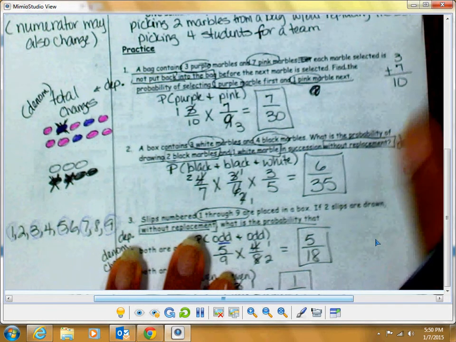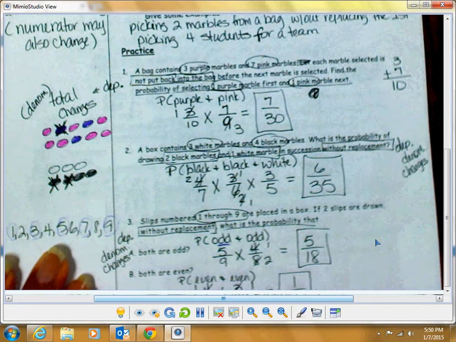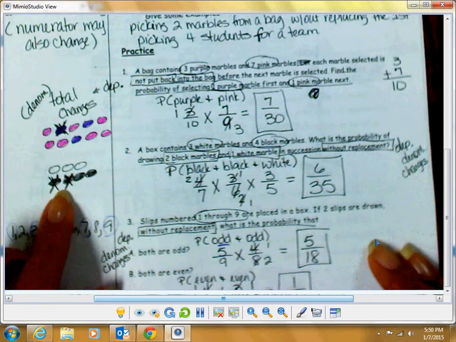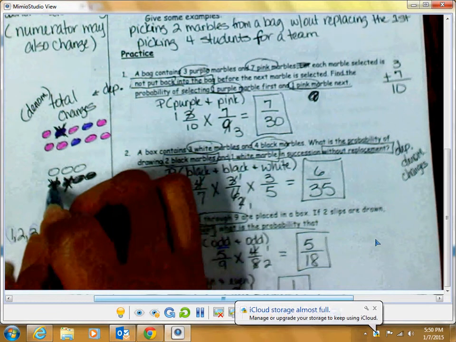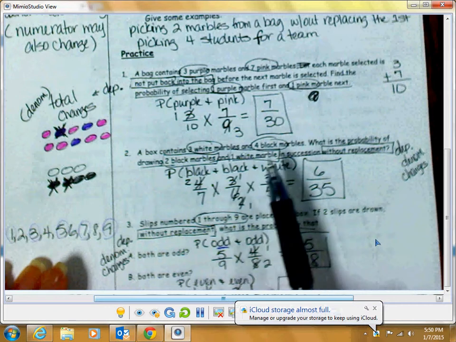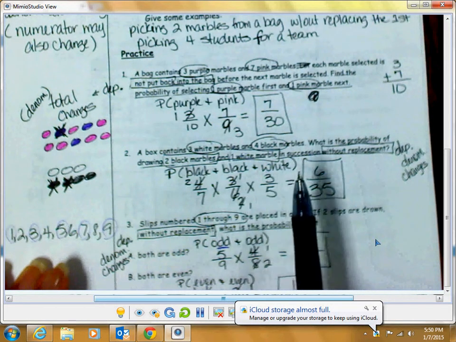Number 2, we have a box containing 3 white marbles and 4 black marbles. I drew it out for you. These were black, in case you can't see. Then it said, what's the probability of drawing 2 black marbles and 1 white marble?